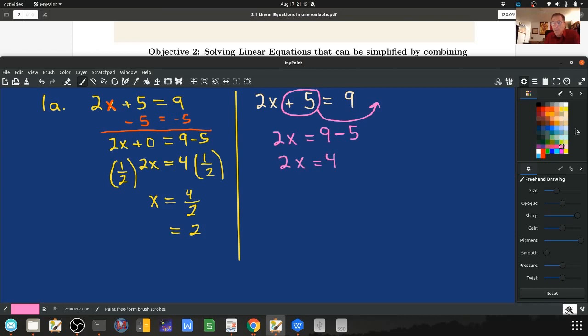And here, one more variation. Instead of multiplying both sides by the reciprocal of the coefficient, since the coefficient is just a whole number, I can just divide both sides by 2. 2 divided by 2 is 1. 1x is 4 divided by 2, which is 2.